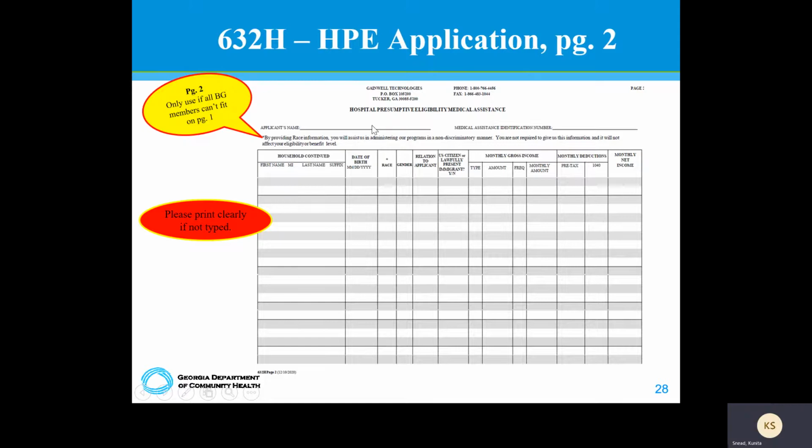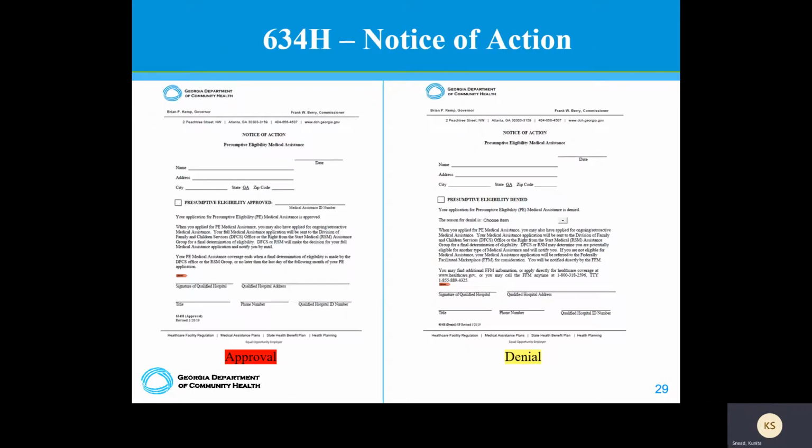For the individual name, the applicant that you use on page 1, please make sure that you use their name again on page 2, and the ID number that you put on page 1 should be the same ID number you put here. So again, the first 4 people on page 1 and the remaining people on page 2. That is your 632H, your PE application.